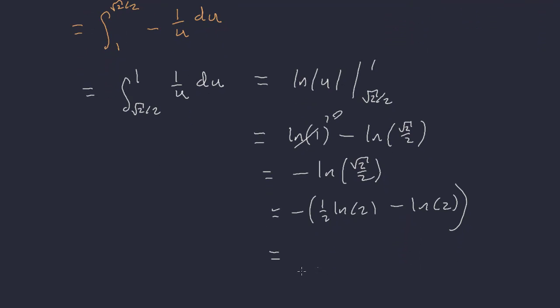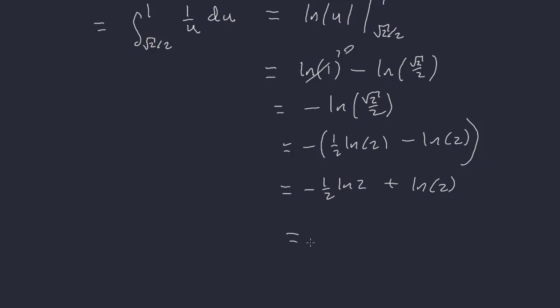Then if we distribute the negative, we'll have negative 1/2 ln 2 plus ln 2. So we have a full ln 2 and we're subtracting 1/2 of ln 2. So this comes out to be just 1/2 natural log of 2. And if we wanted to bring this all the way back in and say that this is the natural log of square root 2, we could. And there we go, a nice positive value for our area.